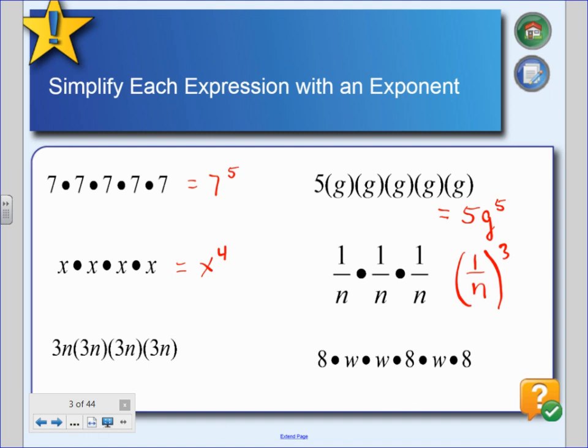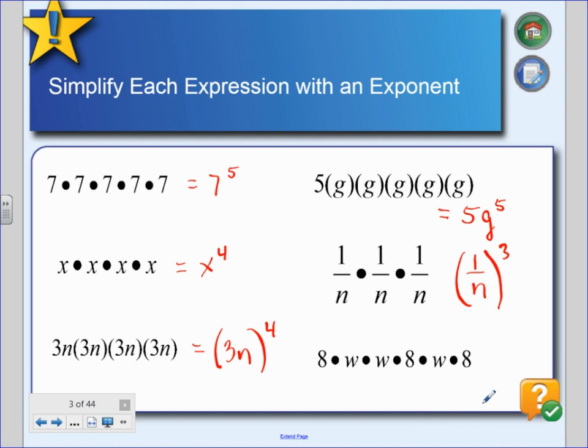And finally, I've got 3n times 3n times 3n times 3n. And once again, I'm going to need a little bit of parentheses here to represent this with an exponent. 3n in parentheses to the 4th power. In this case, if I did not have those parentheses there and I wrote it as 3n to the 4th without parentheses, it would be deceiving because it would look like I only have 4 n's multiplying each other. And that's not the case.